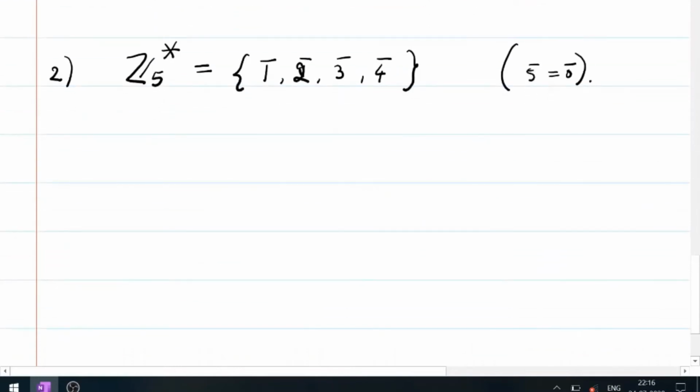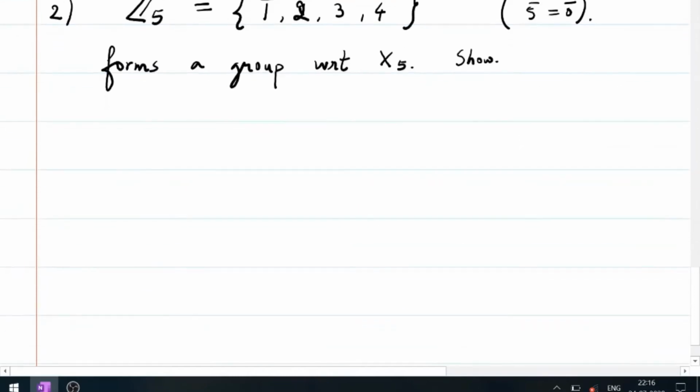This set forms a group with respect to multiplication modulo 5. This is what our exercise is. So show, okay, this is my exercise.